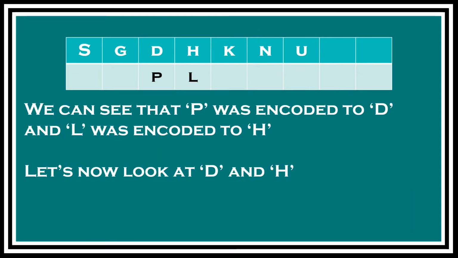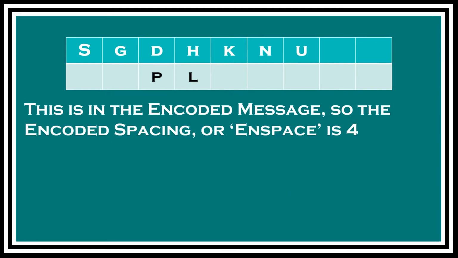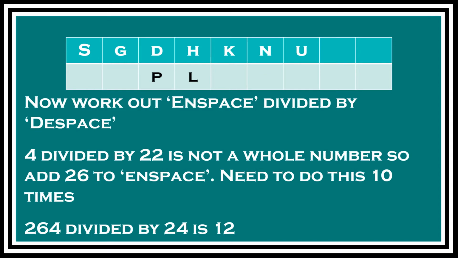We can see that in the encoding process, P got encoded to D and L got encoded to H. Let's have a look at those two letters, D and H. So D is the 4th letter of the alphabet, H is the 8th letter of the alphabet. They are therefore 4 letters apart in the alphabet, and that is our N space value. N space is 4 here. To get our multiplier, we need to work out N space divided by D space.